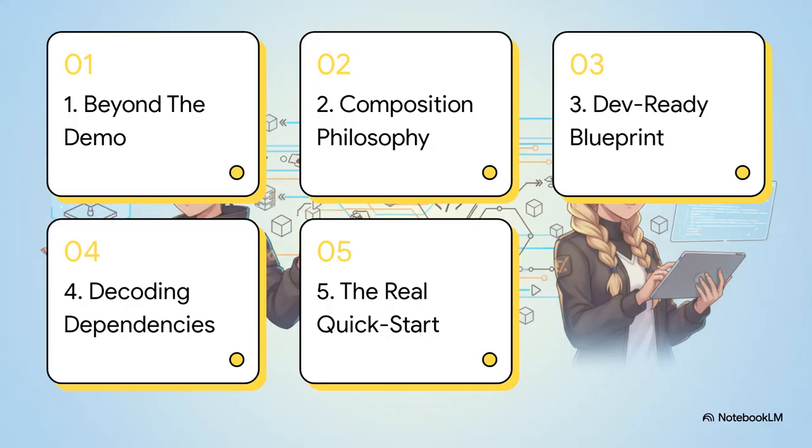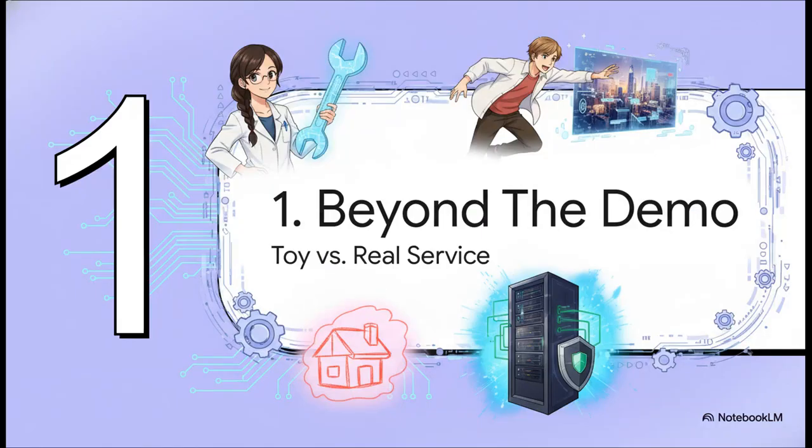So here's how we're going to tackle this. First, we'll look at what's missing from that basic demo. Then, and this is a big one, we're going to uncover the core Rust philosophy of composition. It's the thing that explains that whole do-it-yourself vibe. After that, we'll get practical with a dev-ready blueprint, decode all those dependencies you always see, and finally, I'll show you the real idiomatic way to kickstart your projects. Okay, let's dive right in.